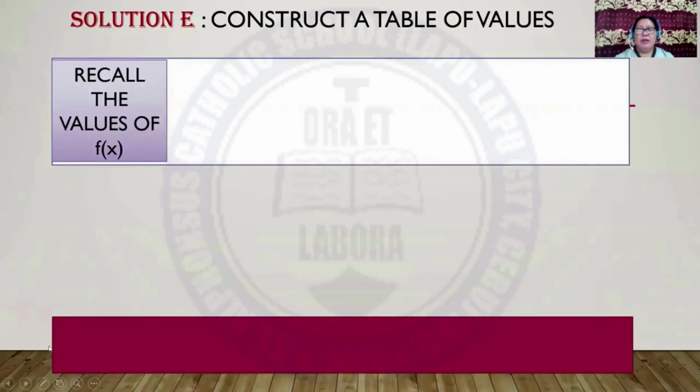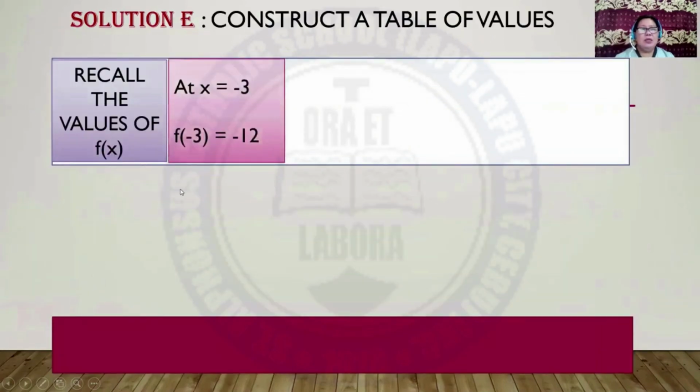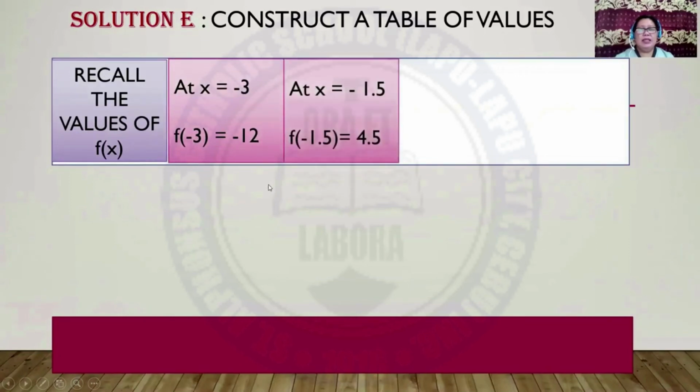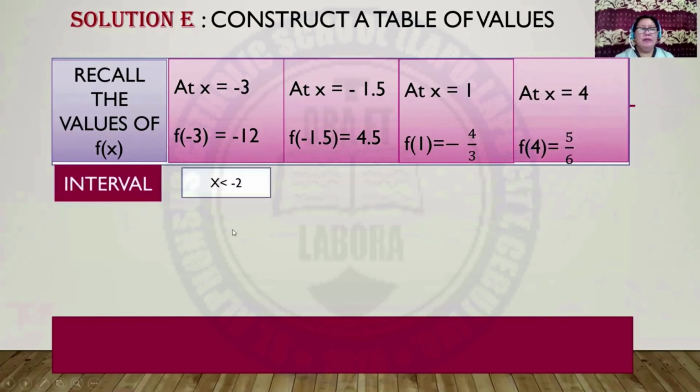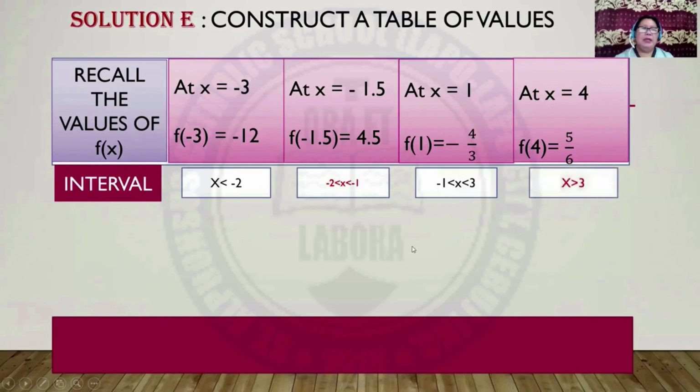And recalling the values, at x is equal to -3, the value of the function is -12. At x is equal to -1.5, the value of the function is 4.5. At x is equal to 1, we have -4/3. And at x is equal to 4, we have 5/6. Then the intervals we have x is less than -2, x is between -2 and -1, x is between -1 and 3, and x is greater than 3.